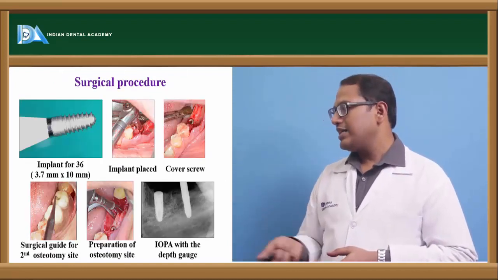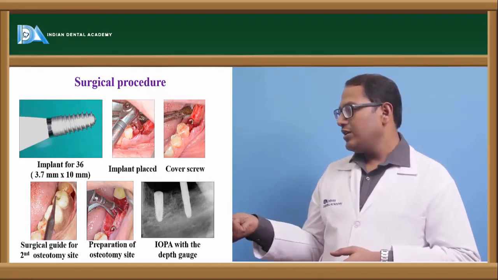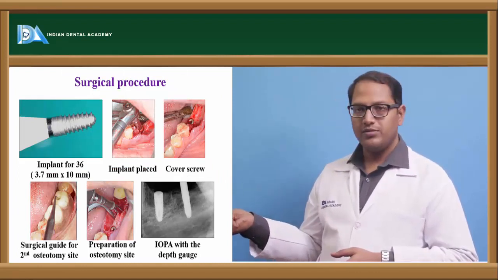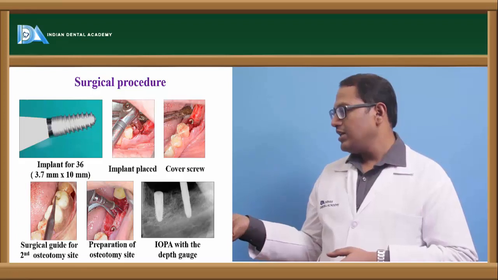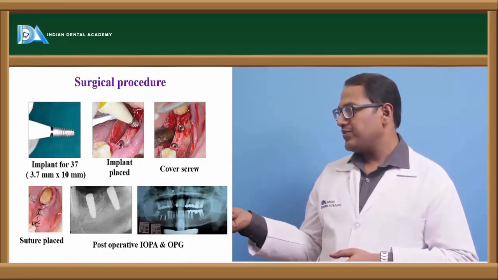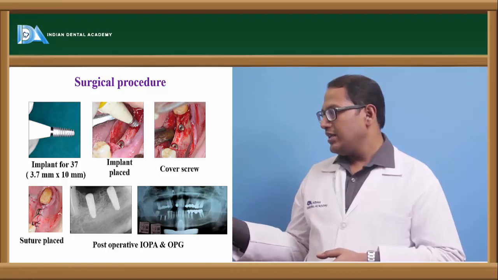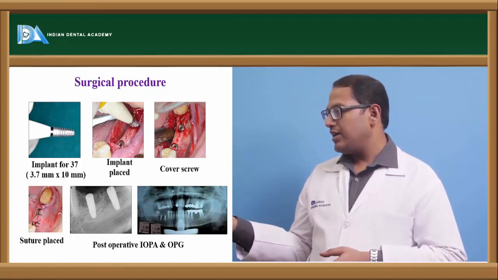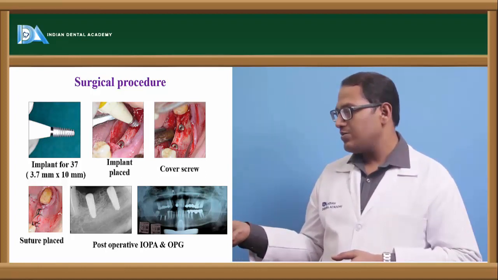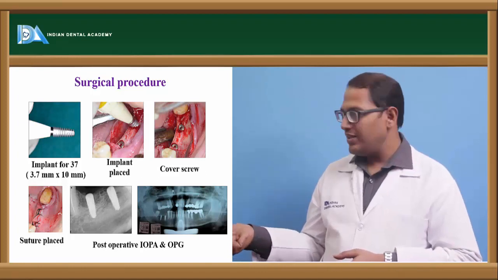Surgical procedure: implants are placed now with a torque of not more than 25 Newton centimeter. Then, coming down, an IOPA with the depth gauge is checked. Surgical procedure is happening still, and we have placed 2 implants. We have covered them with the cover screw and the suture is placed, and these are the 2 implants post-operatively.